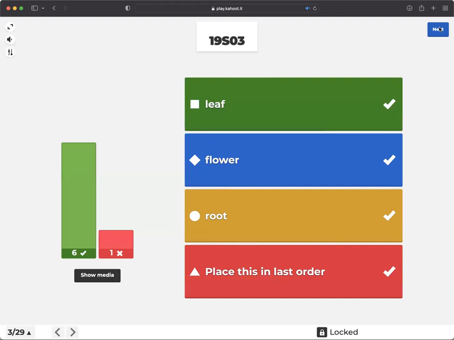Okay, why are there only 7 people? Where's the last student?